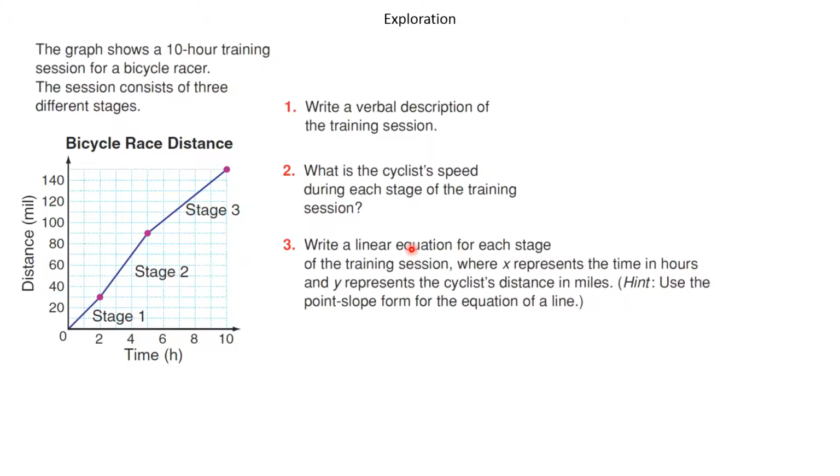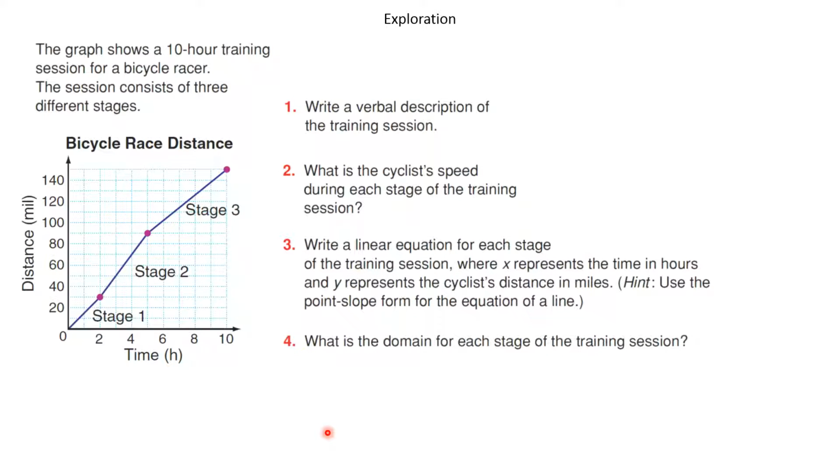The third one, write a linear equation for each stage of the training session, where x is time and y is distance. And then hint, use the point slope form for the equation of a line. That will help. And then question 4, what is the domain for each stage of the training session? Remember, domain is x, so time. So go ahead, try working on these 3 questions, because 1 you don't really have to do anything for. And then when you're ready, come on back.